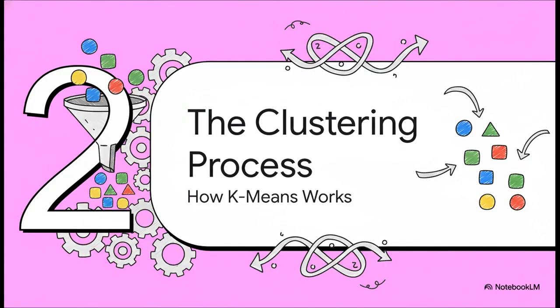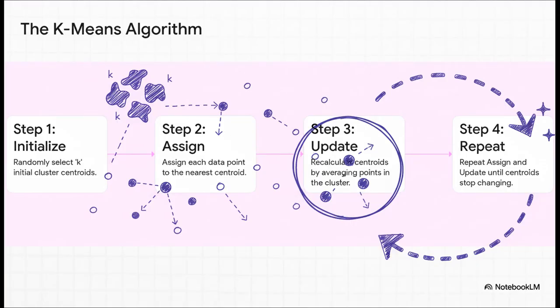All right, so how does this magical sorting machine actually work? It's not magic at all. It's actually a really elegant and logical process. So let's pop the hood and take a look at the simple steps k-means uses to bring order to all that chaos. It really all boils down to these 4 key actions: initialize, assign, update, and then repeat.